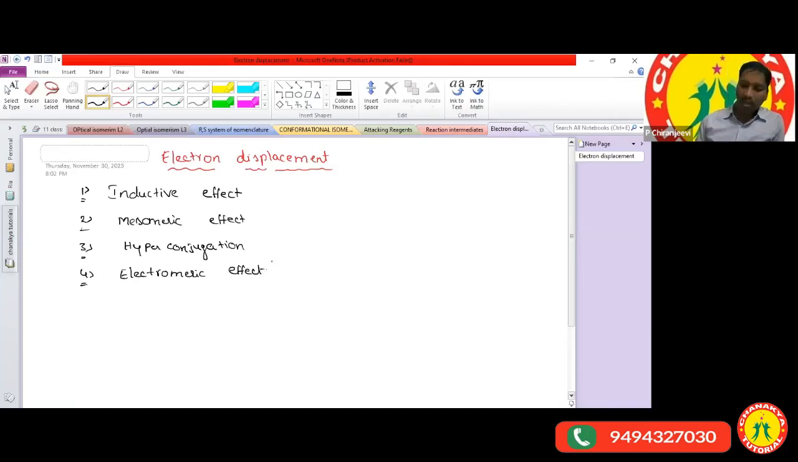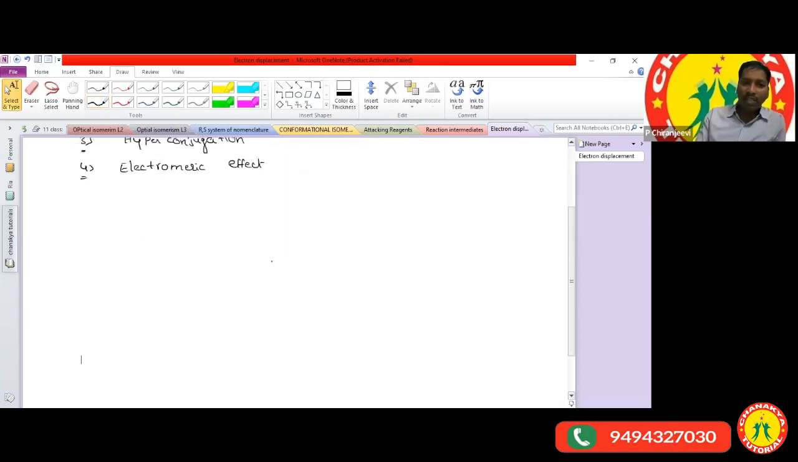Now, in this, what is meant by the inductive effect? One by one, see clearly. You can see the application also, based on which sometimes they ask questions here. First one, inductive effect. So what is meant by the inductive effect?